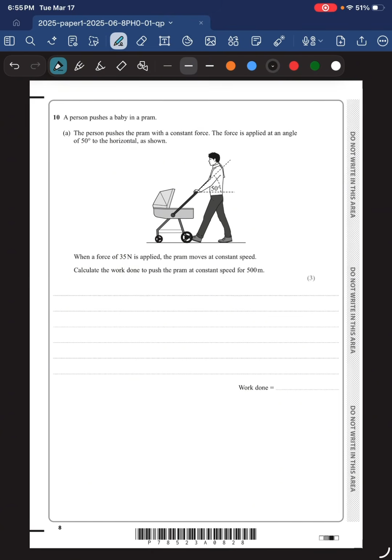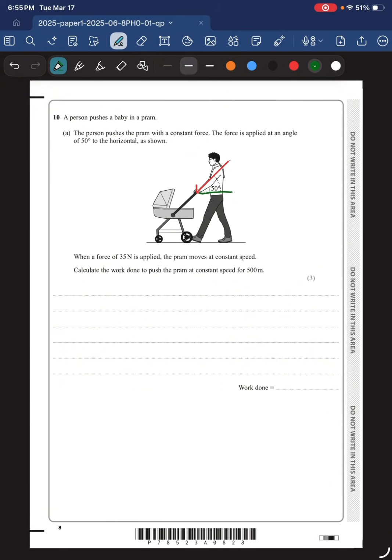Question 10. A person pushes a baby in a pram. The person pushes the pram with a constant force. The force is applied at an angle of 50 degrees to the horizontal as shown. When a force of 35 newtons is applied, the pram moves at constant speed. Calculate the work done to push the pram at constant speed for 500 meters. So this is the force. Let me draw it.